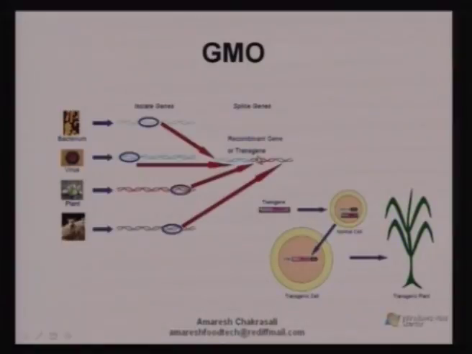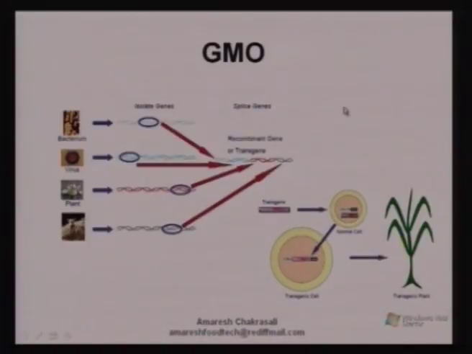Then these transgenes will have the characteristic of inducing those characteristics into the plant into which these genes will be induced. Then a transgenic plant is produced after injecting this transgene into the normal cell.